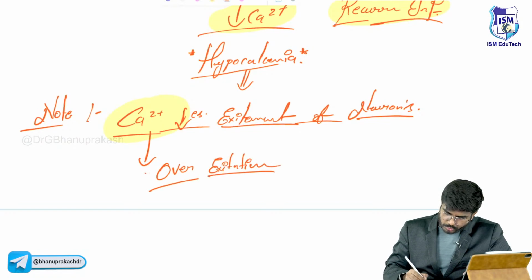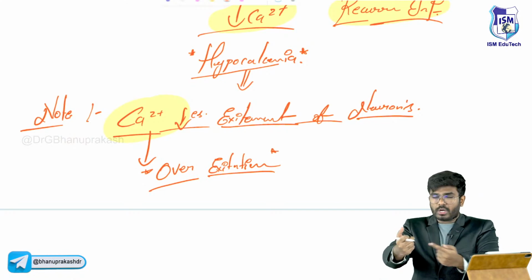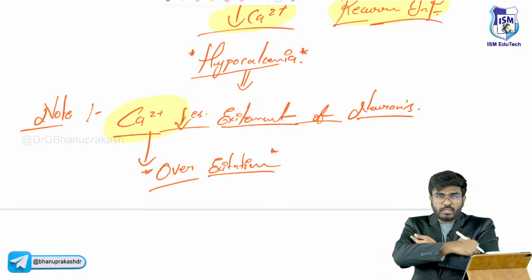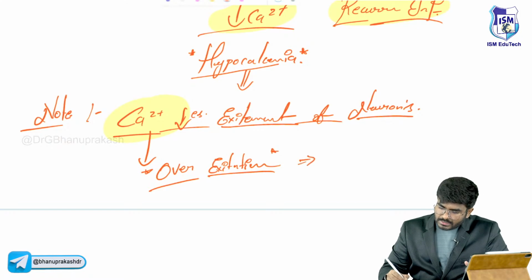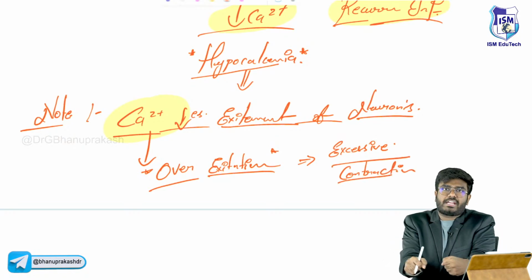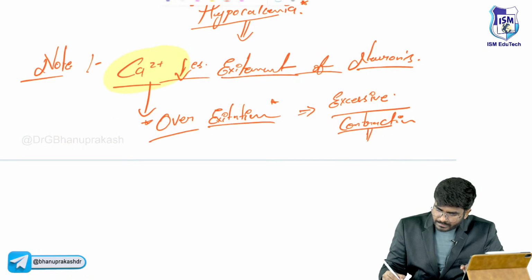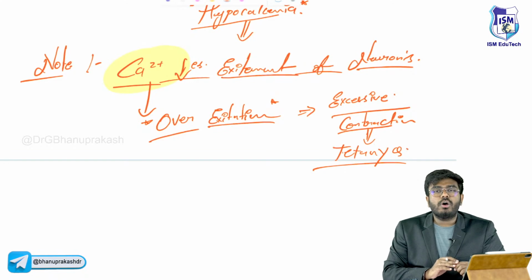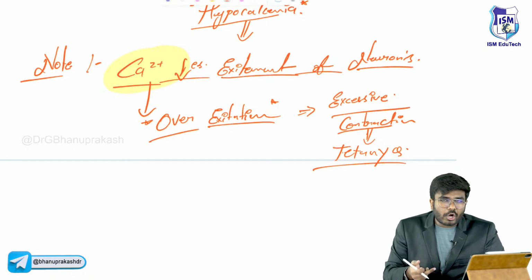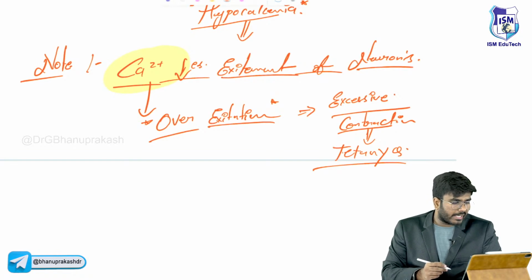Whenever the neurons are overexciting, these alpha motor neurons, what happens to the muscles? There are excessive contractions. Excessive contractions. That's called tetany. So hypocalcemia will lead to tetany. Hypocalcemia, more excitation of the neurons, more muscle contraction, leading to tetany.